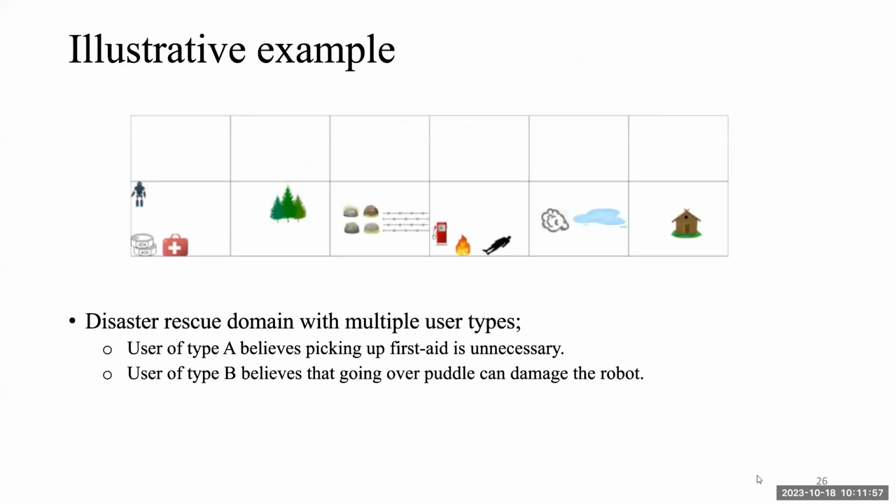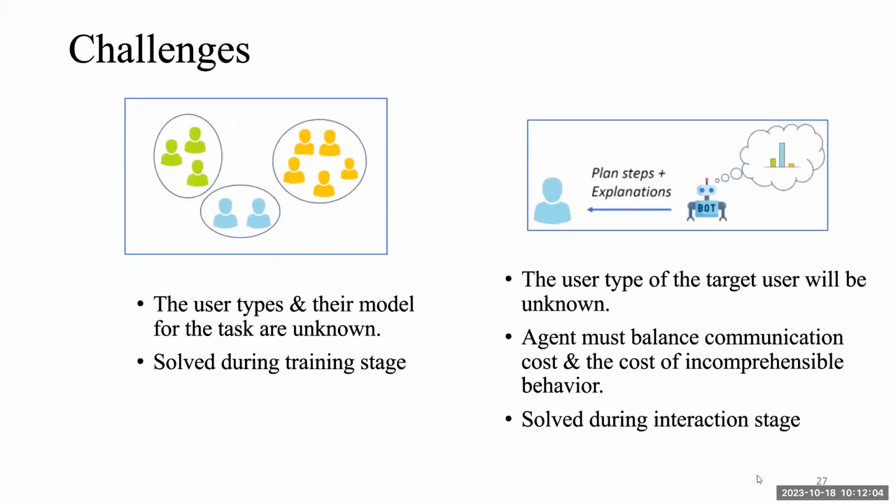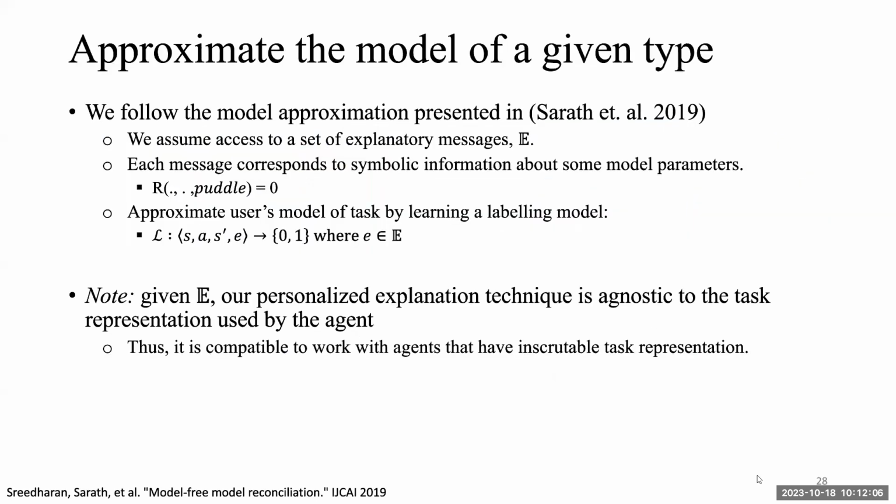Here, in this particular example, this is the S. The action is to move right. S dash is where there is a puddle in this state. There is no explanation, and then it would map to 0 because the user of type B will find this transition to be inexplicable. But if E is this message that the reward for going into the puddle is actually 0, then the user will find this to be explicable.